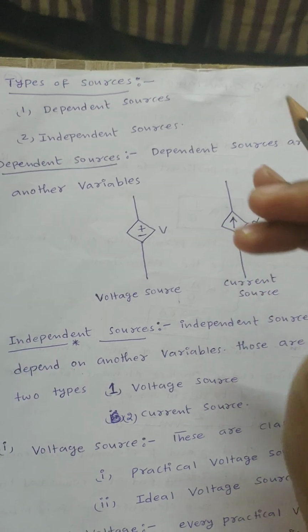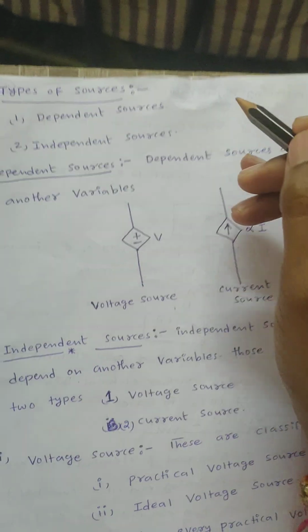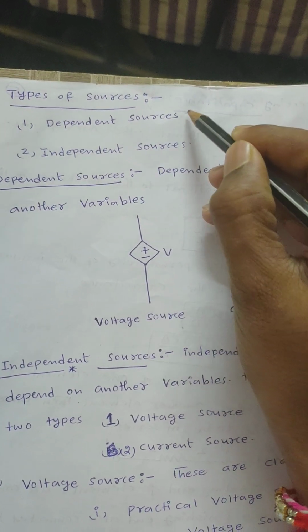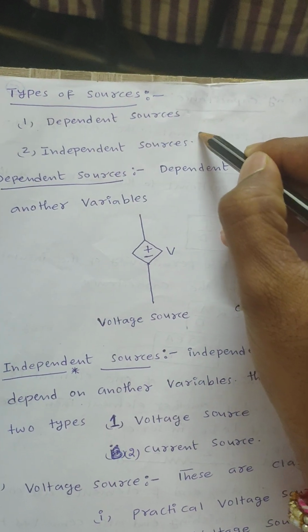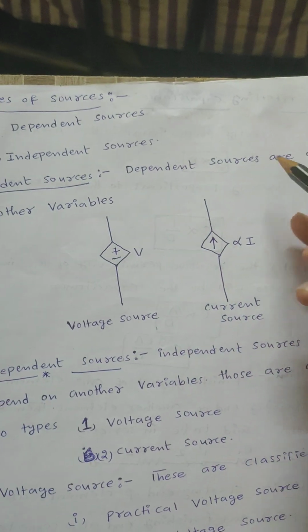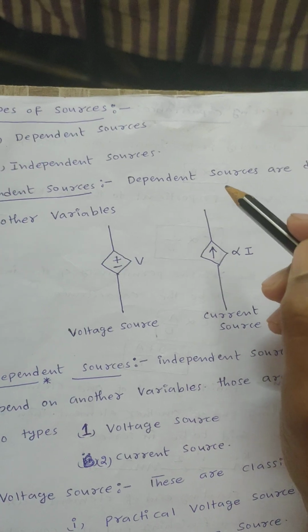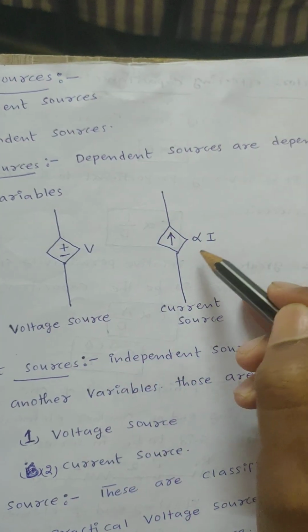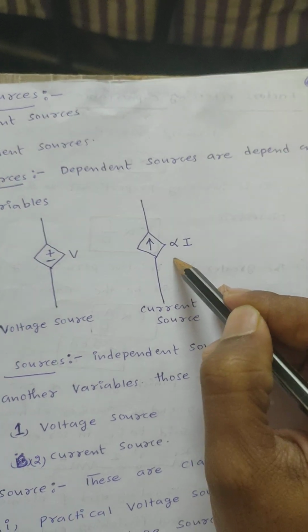Good morning all. Now I would like to discuss types of sources. There are majorly two types of sources: dependent sources and independent sources. Dependent sources depend on another variable. This is the representation of a dependent voltage source, and here is the representation of a dependent current source.